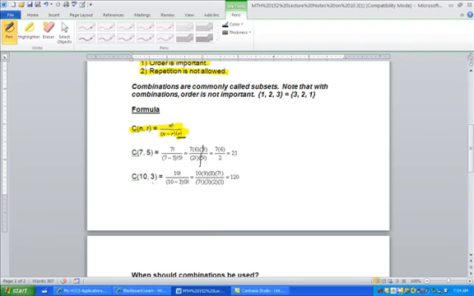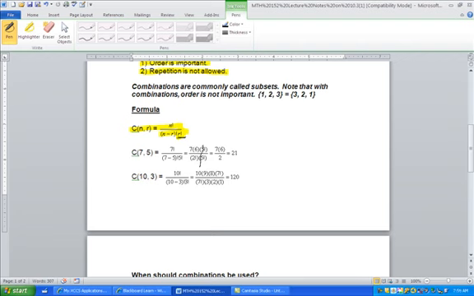Combinations of 10 taken 3 at a time. Again, we're going to put n factorial on top, that's 10 factorial. n minus r, 10 minus 3, that's 7 factorial. And then a 3 factorial. So I have a 7 factorial and then a 3 factorial in the denominator.